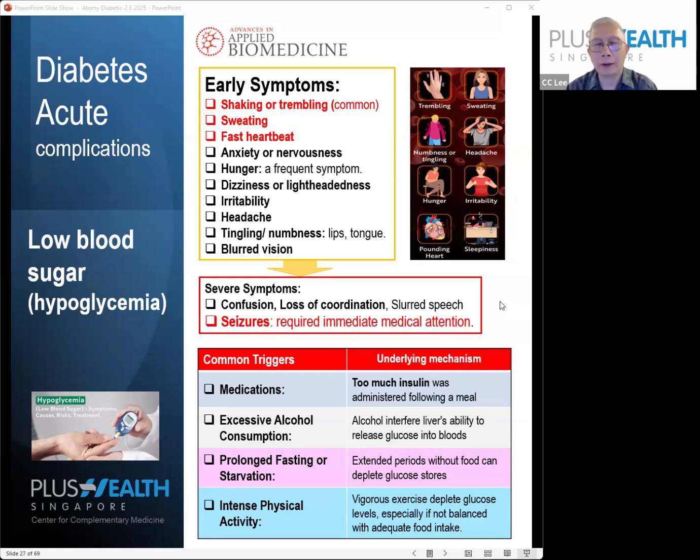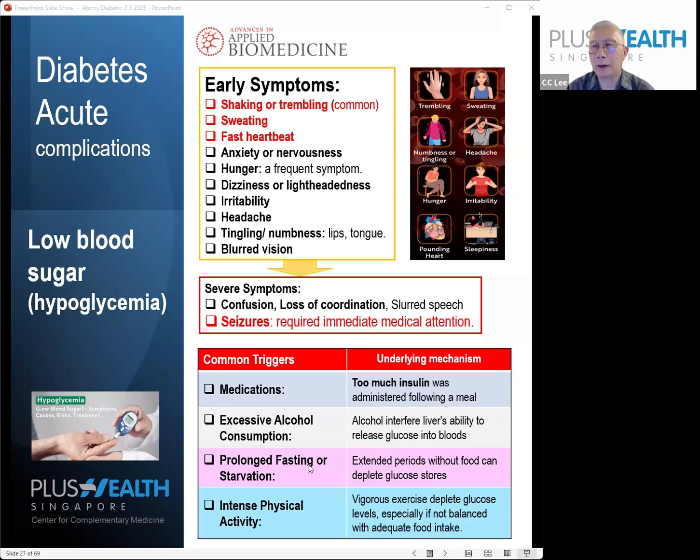Okay. Now, one thing to prevent hypoglycemia is to look at the common triggers. The common triggers of hypoglycemia are, one, medication, overdose of insulin. That's why the insulin dose has to be controlled, you have to be very careful. Second, the trigger is excessive alcohol consumption. Alcohol interferes with the liver's ability to release glucose into the blood. Therefore, for diabetic patients, especially late-stage ones, it is very important to avoid alcohol intake if you can.